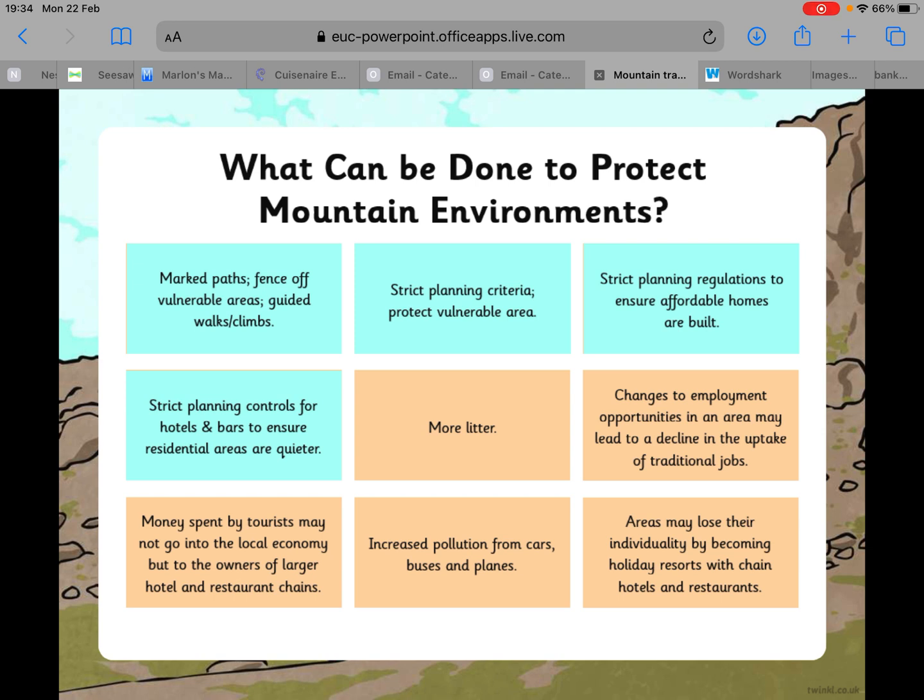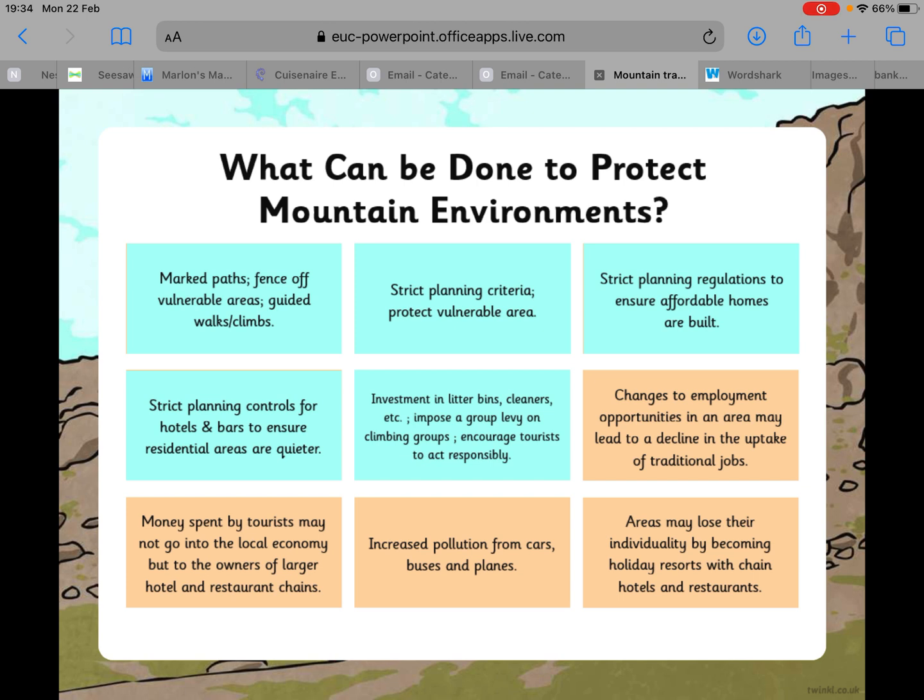What about more litter? Need to make sure that there's more bins, or more cleaners, or that there's a group levy on a climbing group so they know that they can't leave the litter because otherwise they're going to have to pay a fine. Or you could encourage tourists to act responsibly, so lots of signs, lots of guides telling you.